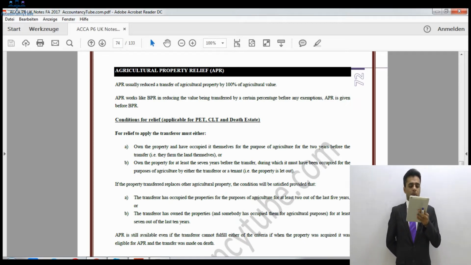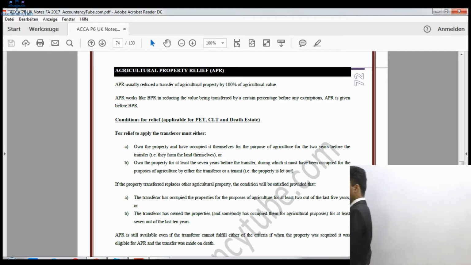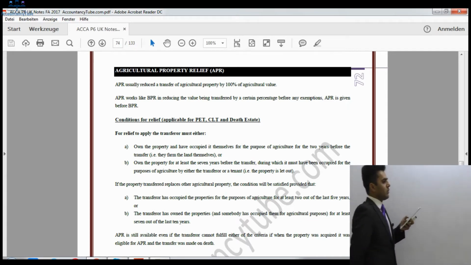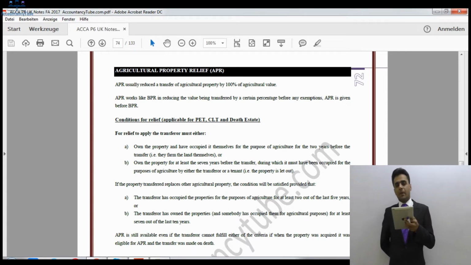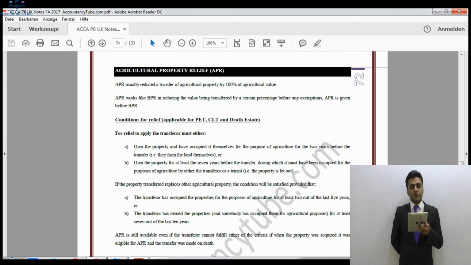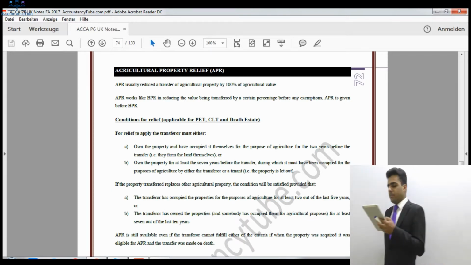Or the transferor has owned the property and someone else has used it for at least 7 out of the last 10 years. And after that it says, exactly like BPR, APR is still available even if the transferee cannot fulfil either criteria. So when would it still be applicable? When it was transferred on the death of someone else, and APR was available at that time. So it was eligible for APR at that time. In that case, APR would still be available even if none of the other conditions applied.